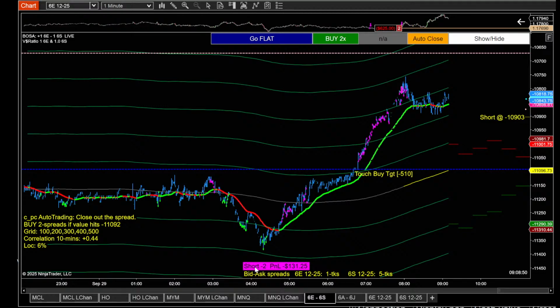You can see I'm short two spreads right here. Short two, profit and loss right now is I'm just down $131. Very low risk. Not a lot of heat here.